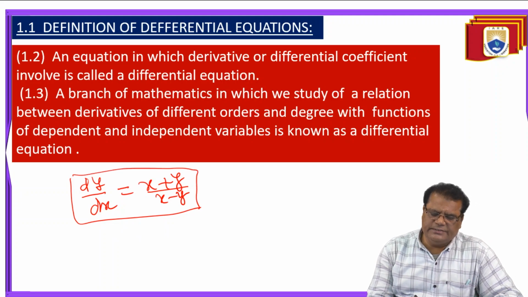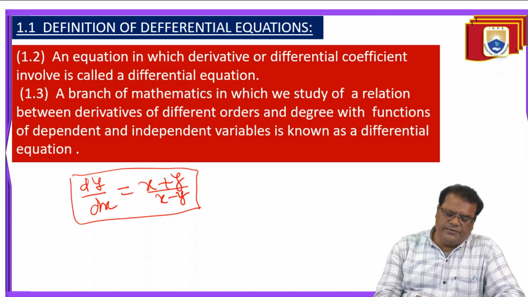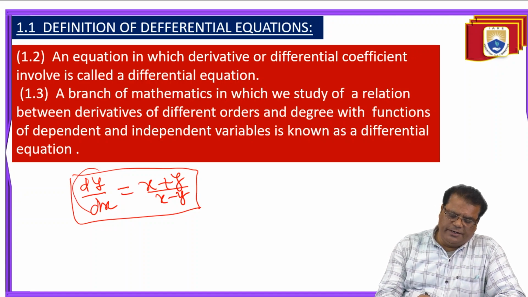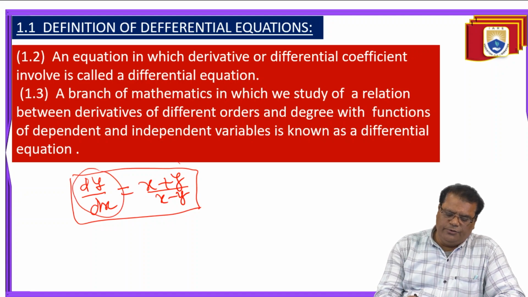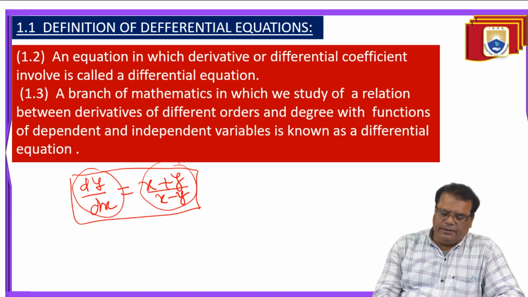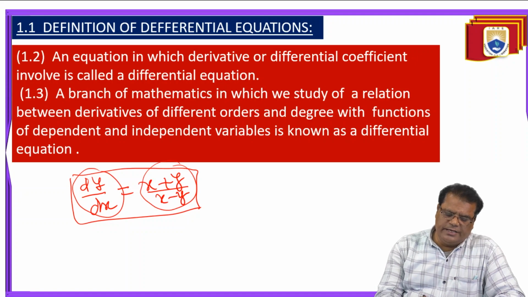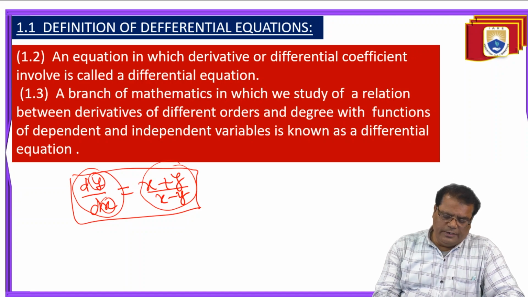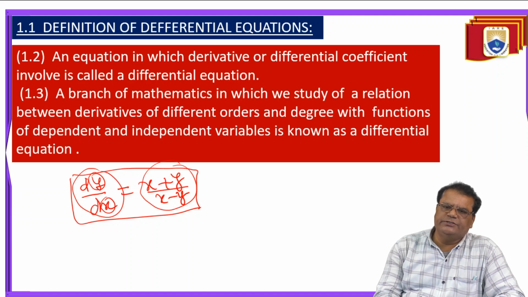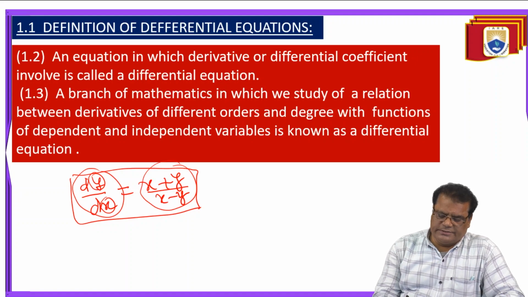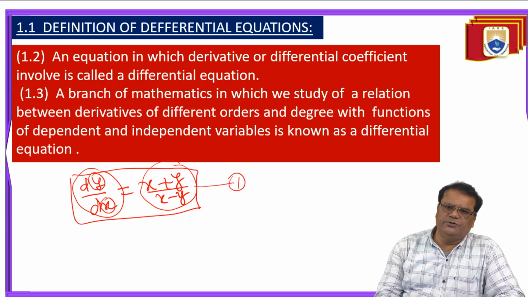Why can we say that this is a differential equation? In this differential equation, a derivative is present and two variables are present. One is the x variable, the other is the y variable. Here in this derivative, differentiation of y with respect to x, y is the dependent variable and x is the independent variable. So this is the derivative, or we can say this is the differential coefficient. So this relation is known as a differential equation.